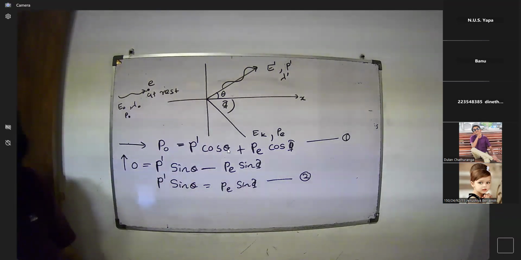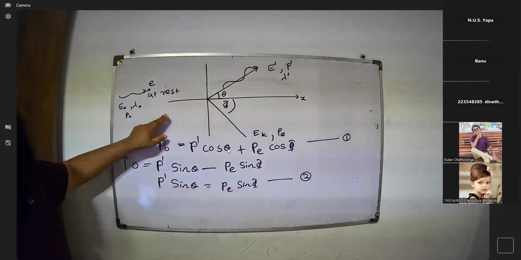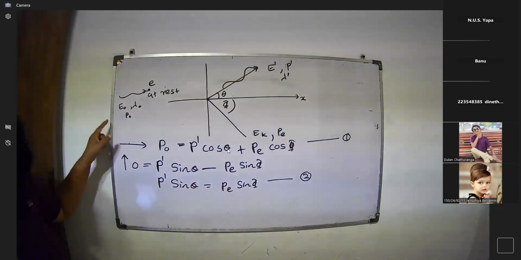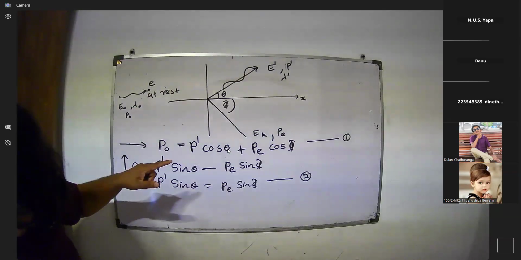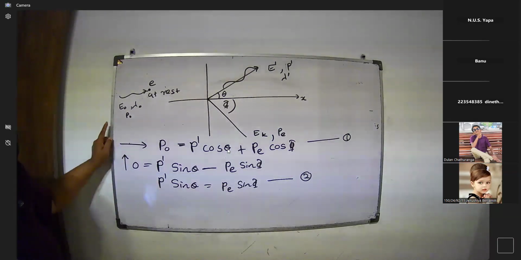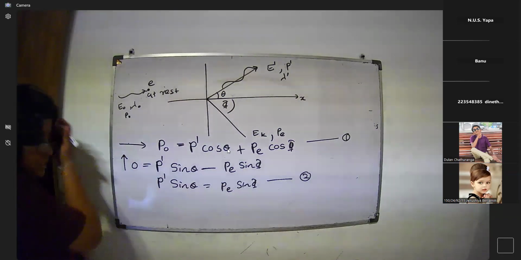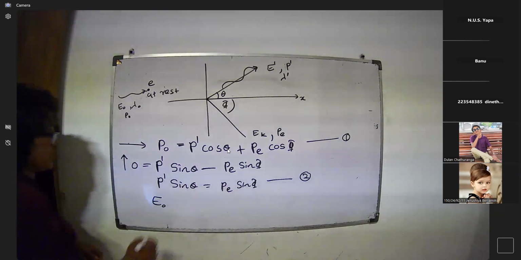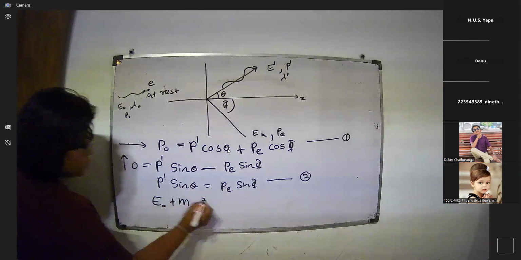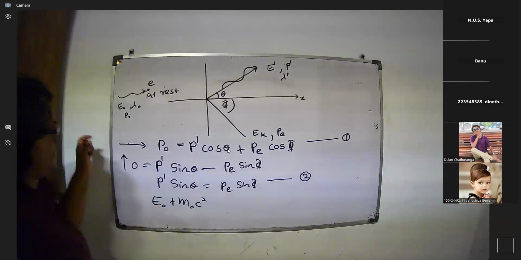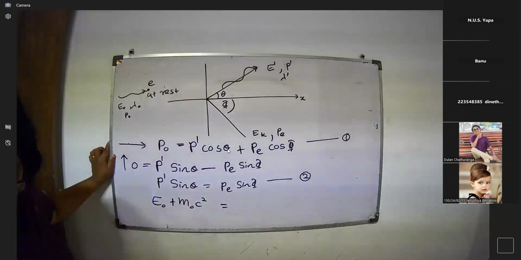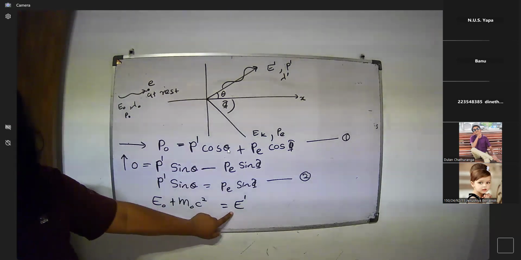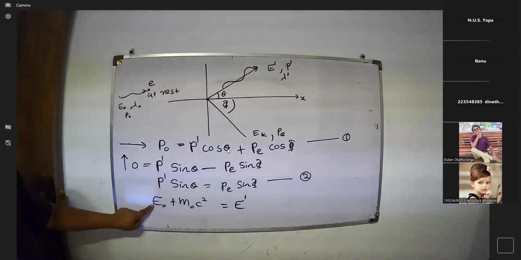Right? In the third equation, we apply the conservation of energy to the collision. The initial energy we can write as E naught for the photon, and the electron at rest has only rest energy, m naught c squared. And on this side we can write E dash, the photon energy, because the photon has zero rest mass.